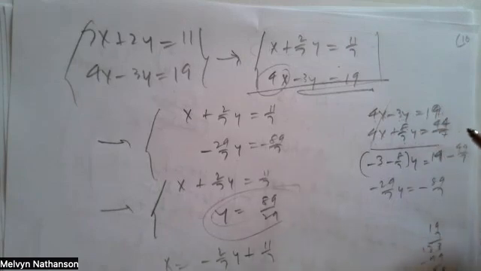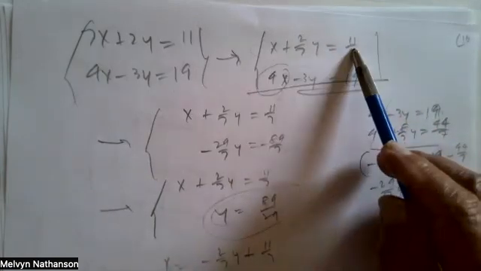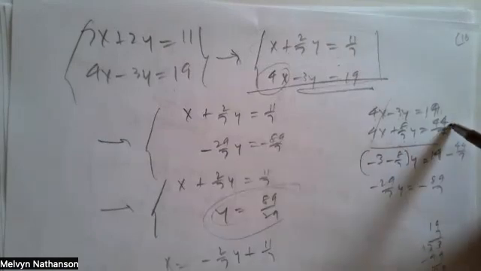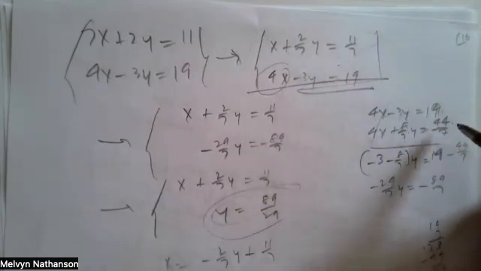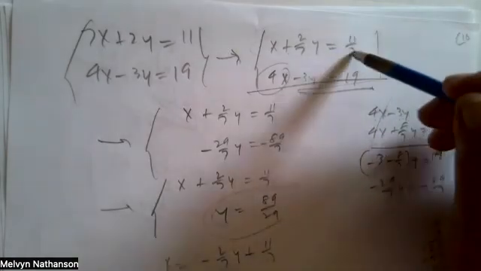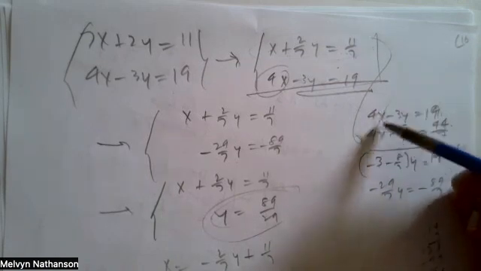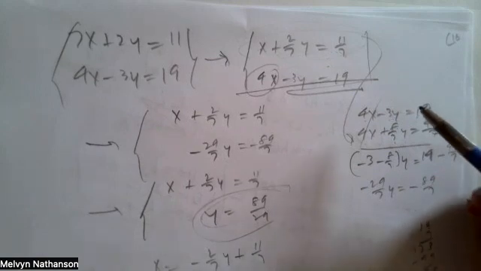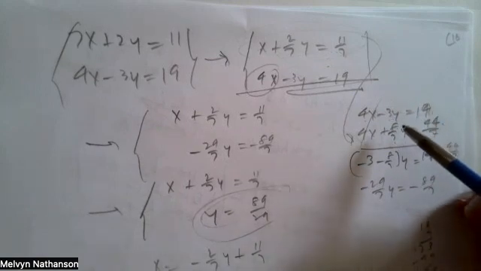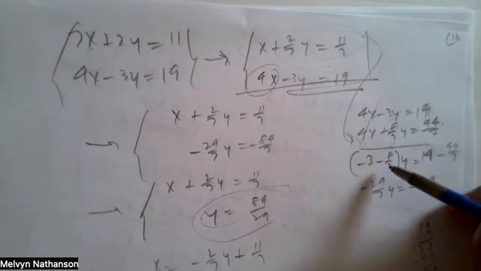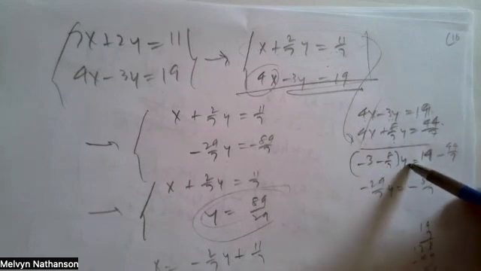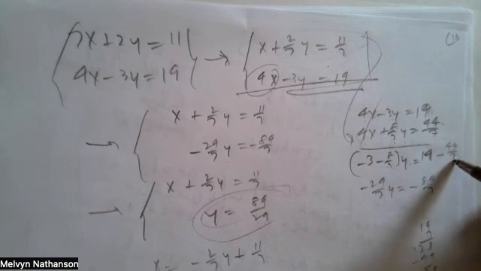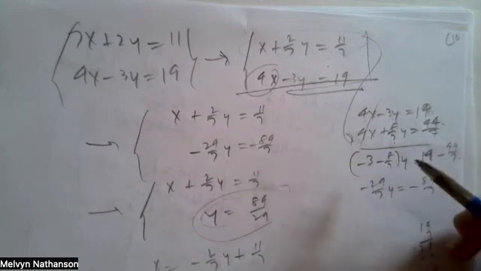How did you get 44/7? I'm multiplying this equation by 4. Oh, okay. So 4 times 11 is 44. 4 times 11 over 7 is 44 over 7. I'm multiplying this equation by 4 to get that, because then when I subtract, the x's get canceled. I eliminate the x. I just get minus 3 minus 8 over 7 times y is 19 minus 44 over 7. And then I just do arithmetic.